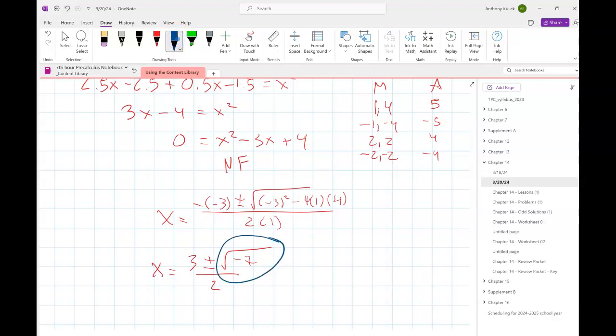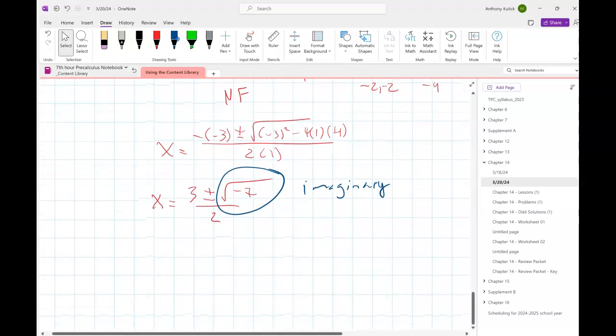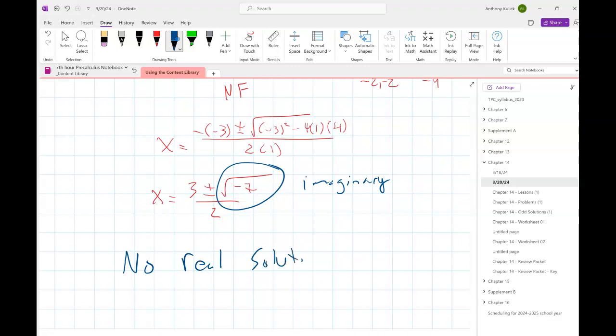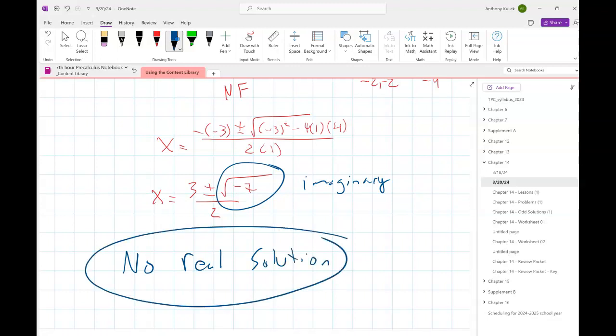Ooh. What does this mean? Yes, that means we have an imaginary answer. We don't care about imaginary results for rational expressions, so we're just going to say there's no real solution. As soon as I see that pop up, I'm not going any further. I'm just stopping. Everybody feel good?